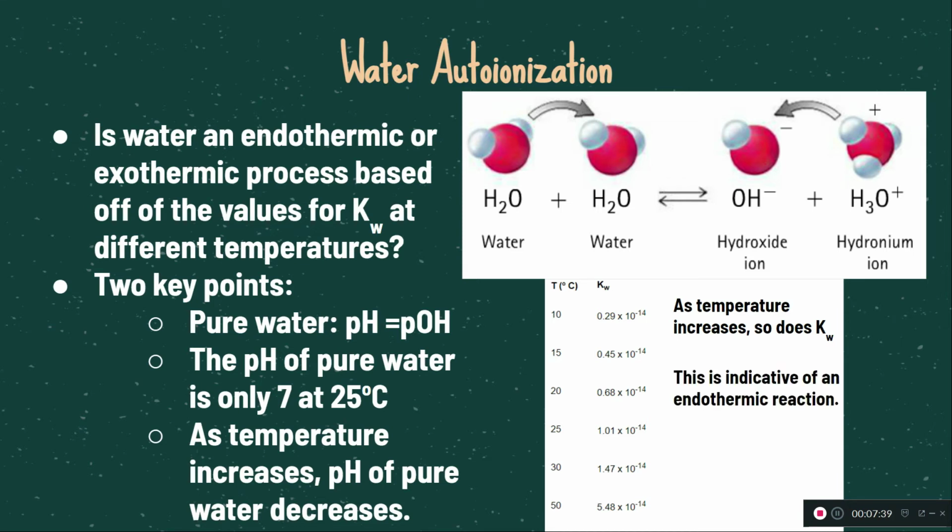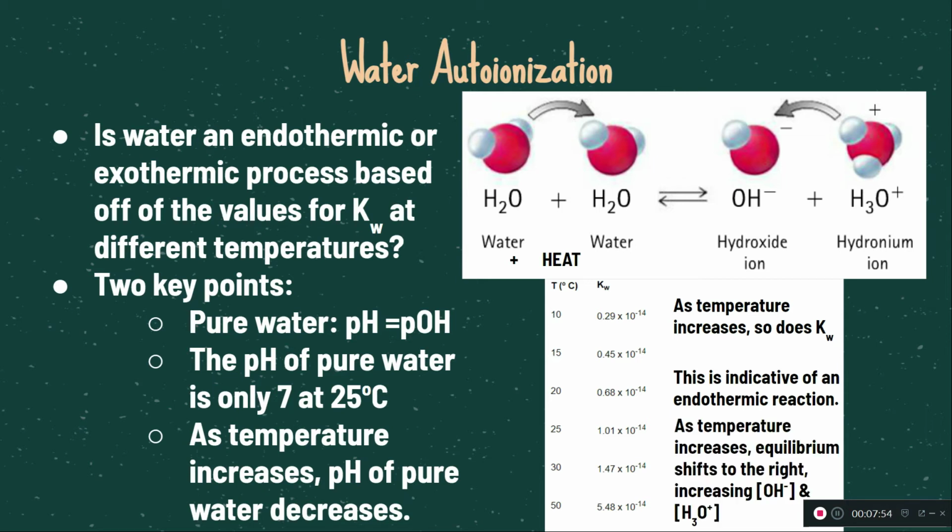Thus, we would put heat on the left side of the equation if we were to look at this from an equilibrium perspective. As we increase heat, as we increase temperature, Le Chatelier's principle states that the reaction is going to shift to the right, increasing the hydroxide ion and hydronium ion concentrations.